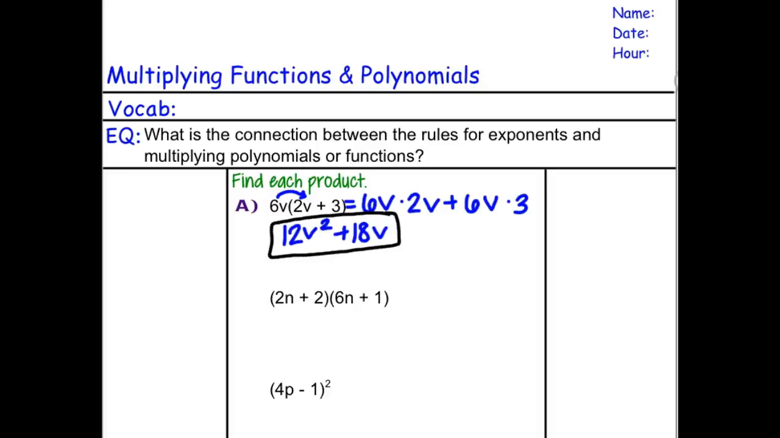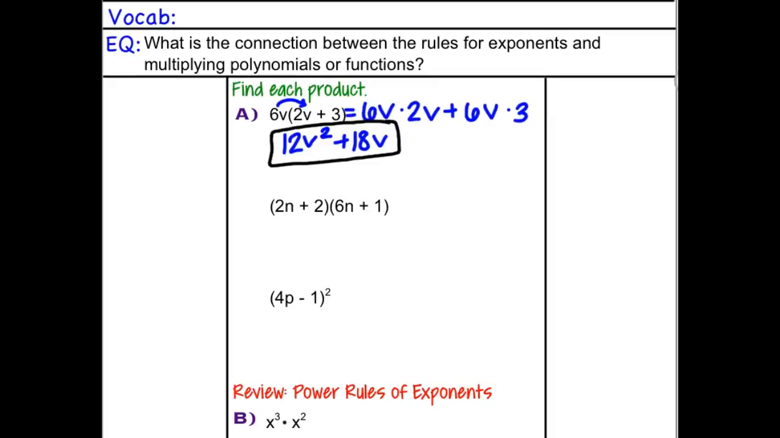our answer. The next one, this should be bringing back flashbacks to Algebra 1. We are going to FOIL. So first, outer, inner, last: the first terms multiplied together, so 2n times 6n. Then outer terms plus 2n times 1. And then we've got the inner terms plus 2 times 6n. And then the last terms plus 2 times 1.